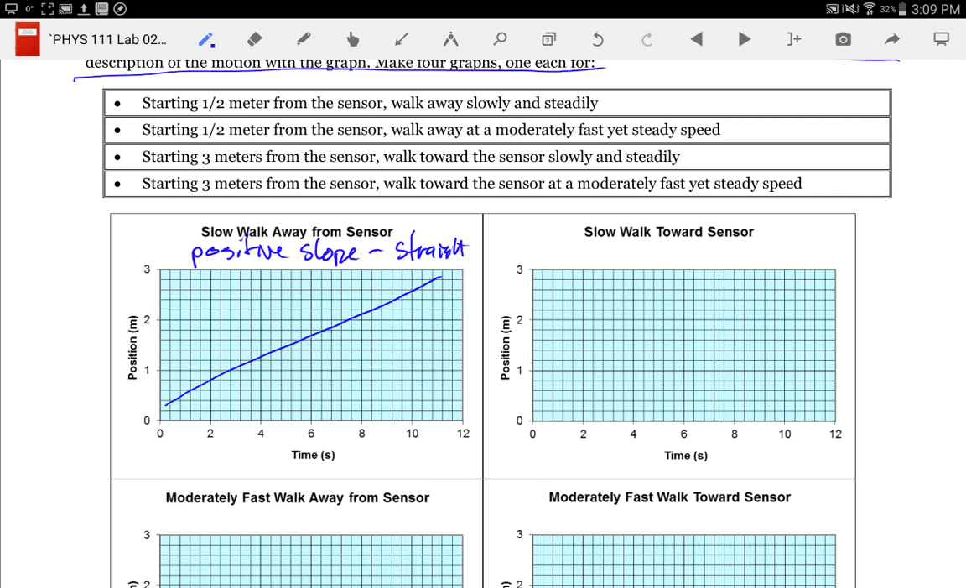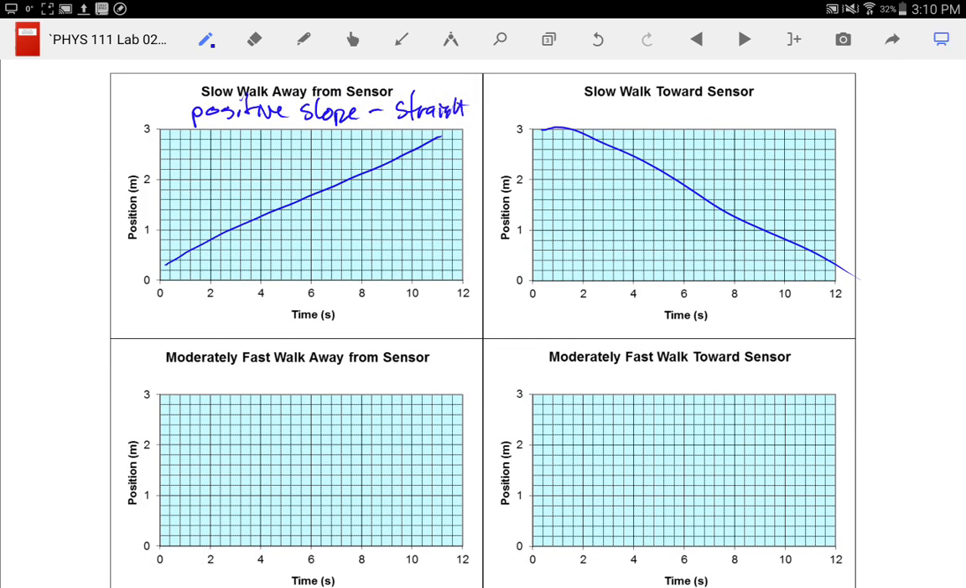Now that was slow walking away. Now let's try slow walking toward us. So let's just repeat. Okay, so I have that one. So I put that here and I describe it. Then we've got moderately fast walking away and moderately fast walking toward. Now you notice I have both of these on the same graph. I want to keep them on the same graph so I can actually compare. I have these first 2 drawn. I want my next ones to be things I can compare to them, so I can tell if it's steep or flat or etc.